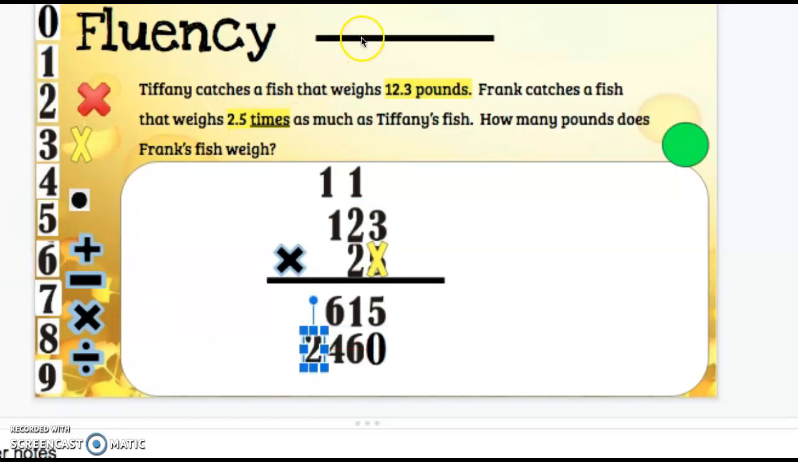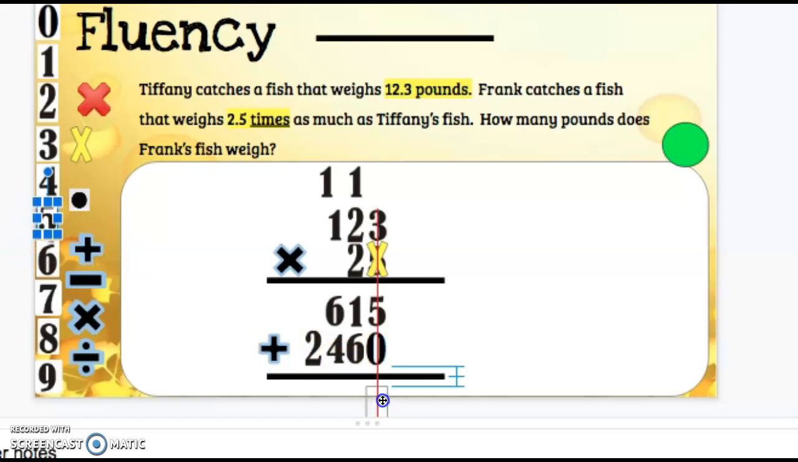And then I have to add my products up. So I begin by adding my products up. So I have 5 plus 0 is 5. 6 plus 1, 7. 4 plus 6 is 10, so I put my 0. Bring up my 1. 2 plus 1 is 3.